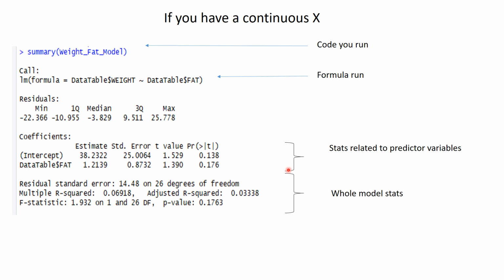Okay, in this case we have only one predictor variable, fat, so actually our whole model stats are the same as our stats just for the single predictor variable. But if you add more than one predictor variable, so if you were to add sex here, these values would no longer be the same. Okay, so I'm going to go through each of these sections systematically so that you know how to interpret them and how to report from them.